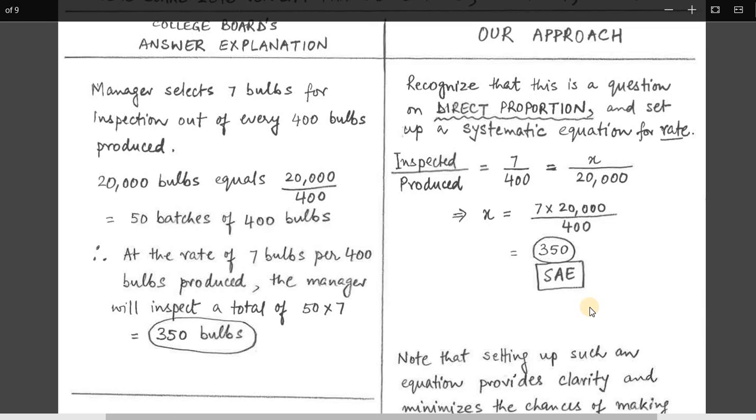Alright, so that's it for this battle tip. Again, set up a rate equation when you recognize such a question.